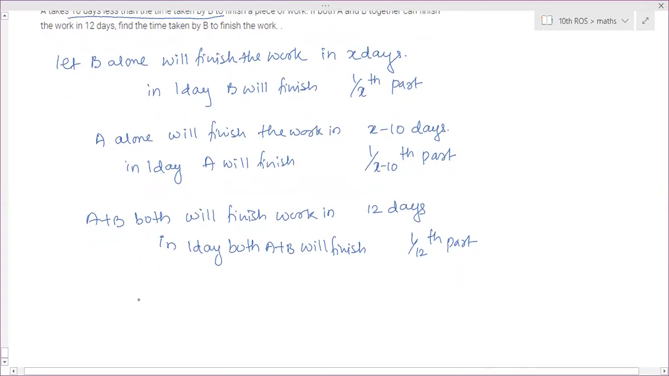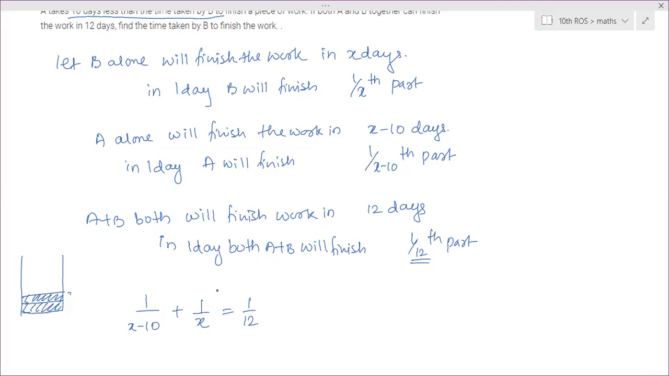A is doing how much work in one day? 1 by x minus 10. How much is B completing the work in one day? 1 by x. So this part of the work is done by A, this part of the work is done by B. And both together, how much part are they doing? 1 by 12th. So we have to add both of their work, and that is equal to 1/12 of the work done. Is it clear? Yes, ma'am. The TAP question yesterday you have solved, no? Yes, ma'am. The same questions these are.